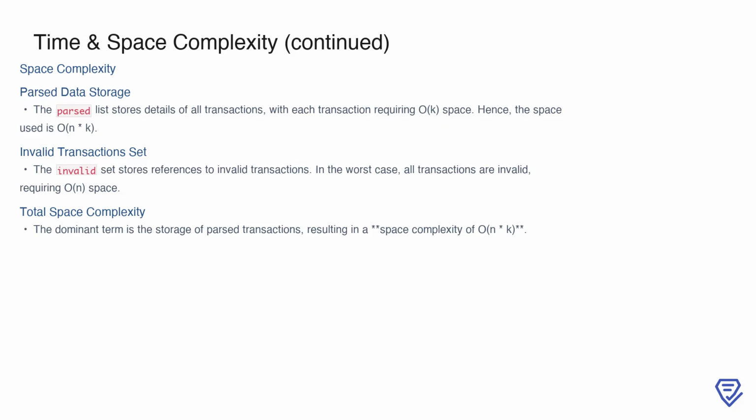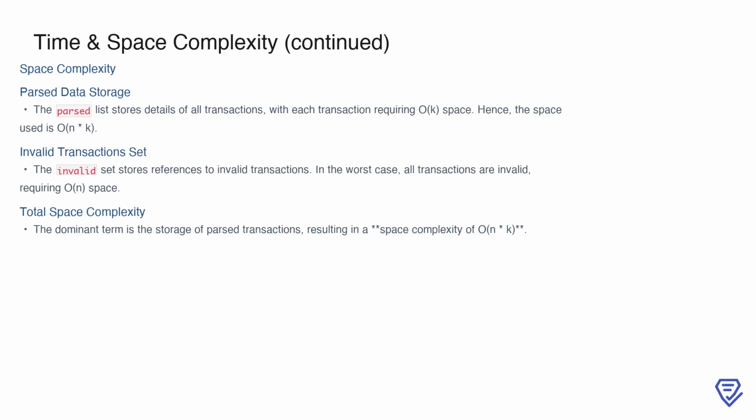The first major contributor to space usage is the parsed list, which stores the details of all transactions. Each transaction requires O(k) space, leading to a total of O(n*k) for n transactions. Additionally, the invalid set stores references to transactions identified as invalid. In the worst-case scenario, where all transactions are deemed invalid, this set would require O(n) space. However, the dominant factor in space usage is the parsed list, which results in an overall space complexity of O(n*k). This analysis highlights that the algorithm's space requirements primarily depend on the size and structure of the input data.